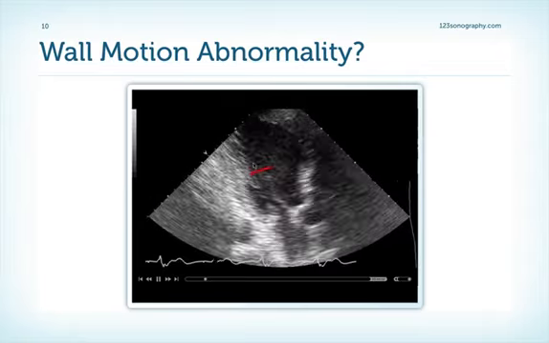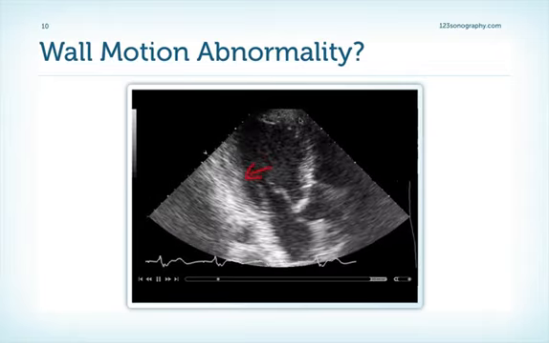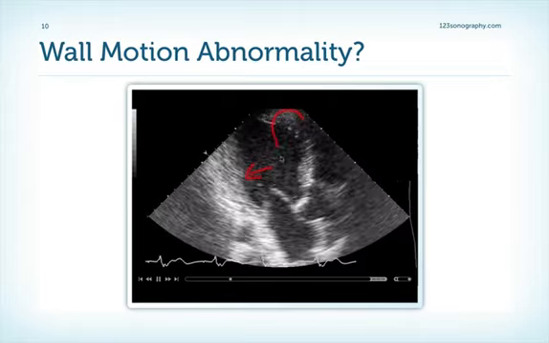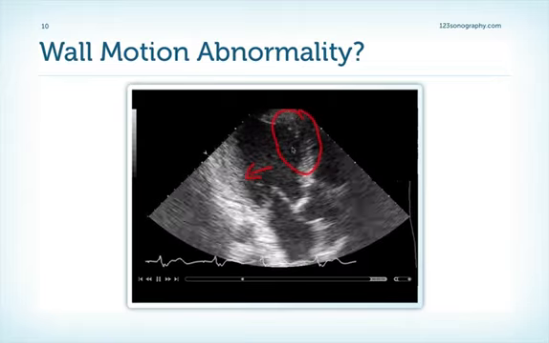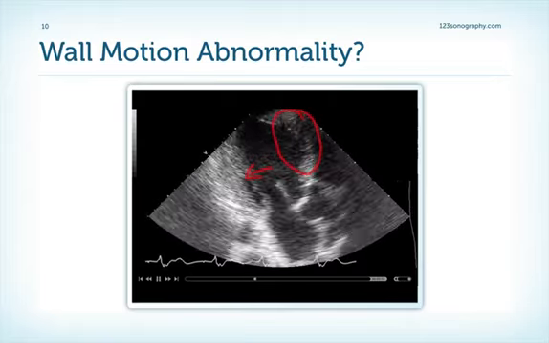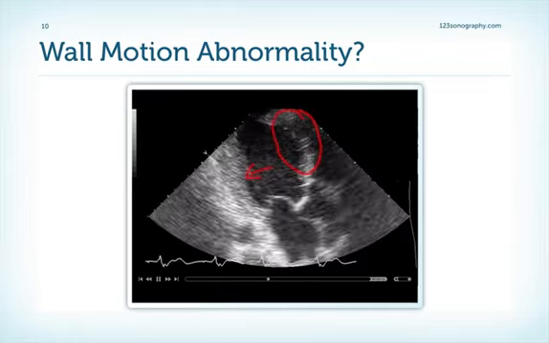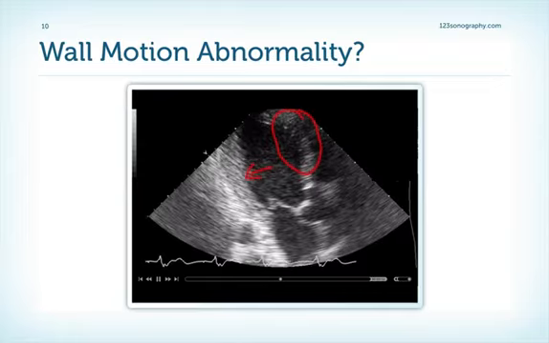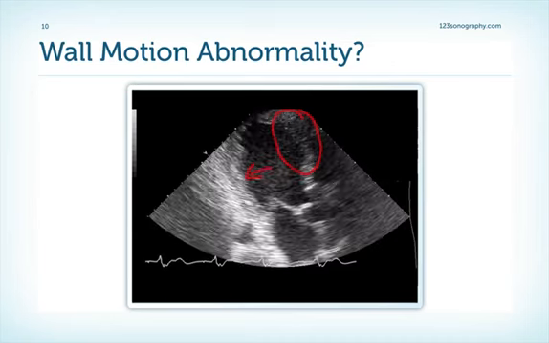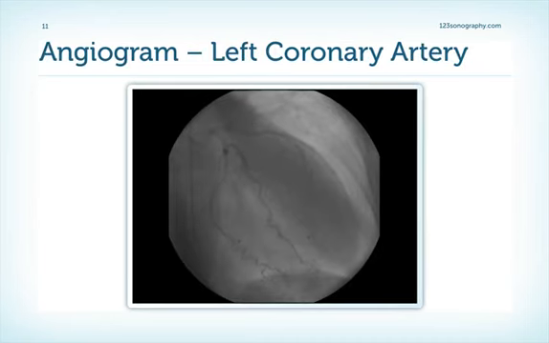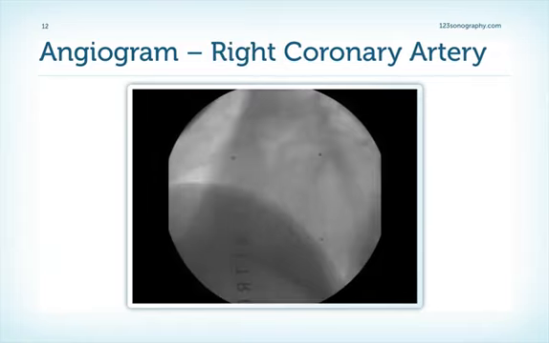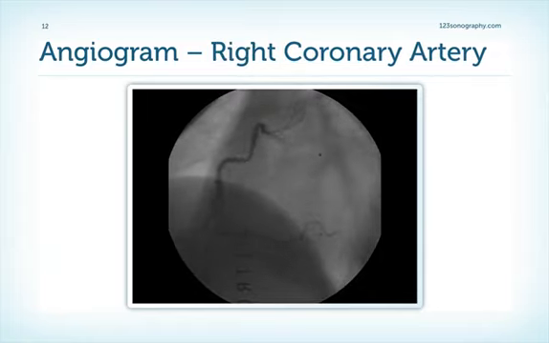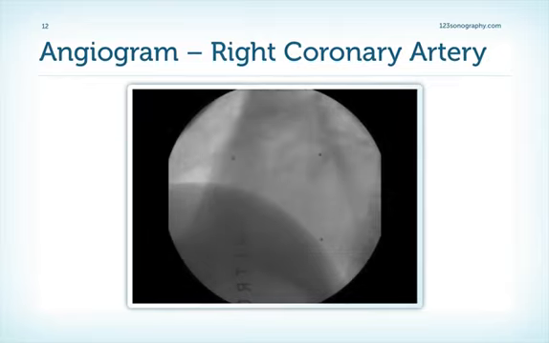You see, the basal and mid portions of the posterior lateral wall don't appear to contract as much as the anterior septum. So the question is, does the patient have ischemic cardiomyopathy or dilated cardiomyopathy? So what we see is a completely normal left coronary artery and also a normal right coronary artery. So the patient does not have coronary artery disease.